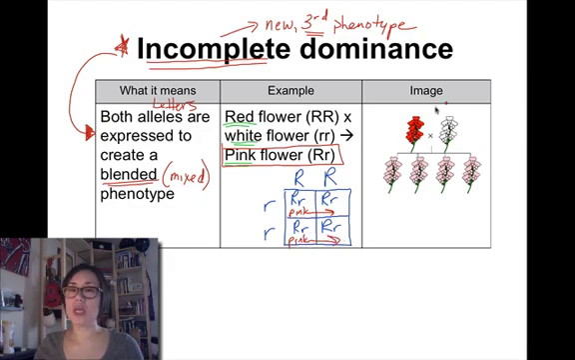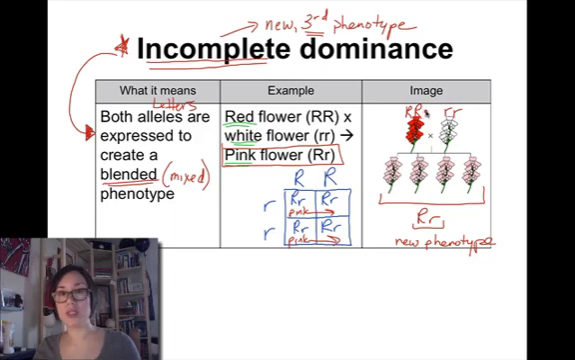And if you look at our picture, this is a good example. Here's my red snapdragon, which is big R, my white snapdragon, which is little r, and then all of my babies from that cross are going to be Rr, which is my new phenotype. So again, the key here, you're looking for a new phenotype, a third phenotype, which is basically just a mixture or a blending of the other two homozygotes that are possible within that particular trait.